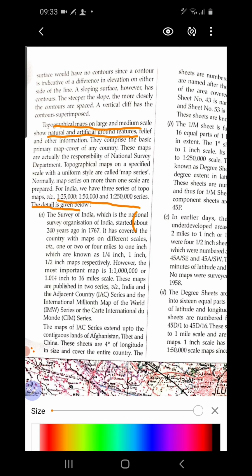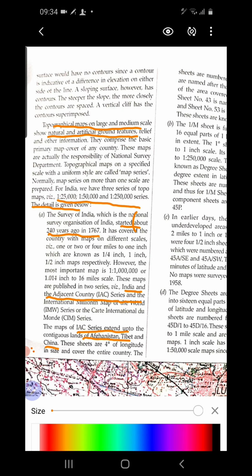This started about 240 years ago, in 1767. During the British period, the system of making topographical maps started in India. Then we have made topographical maps of the adjacent countries of India. IAC: what is the full form? India and adjacent countries. The IAC series extends up to which other regions? Afghanistan, Tibet and China: Afghanistan in the west, Tibet in the north and China in the east.